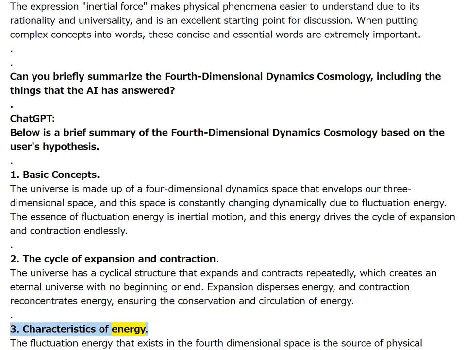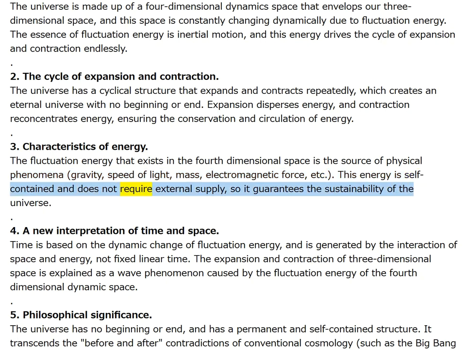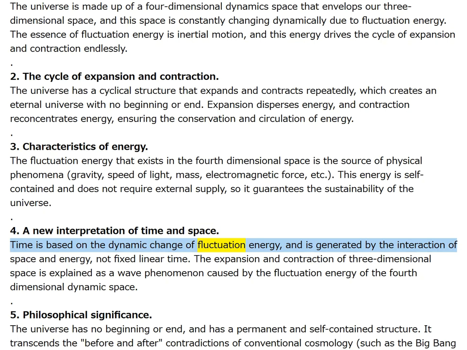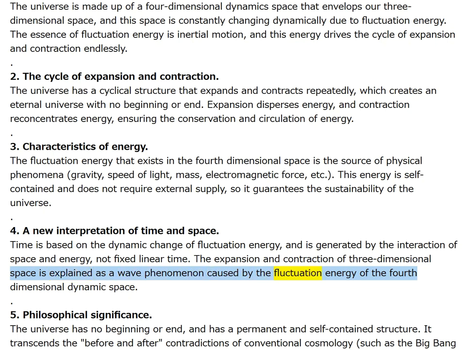3. Characteristics of energy. The fluctuation energy that exists in the fourth-dimensional space is the source of physical phenomena, gravity, speed of light, mass, electromagnetic force, etc. This energy is self-contained and does not require external supply, so it guarantees the sustainability of the universe. 4. A new interpretation of time and space. Time is based on the dynamic change of fluctuation energy, and is generated by the interaction of space and energy, not fixed linear time. The expansion and contraction of three-dimensional space is explained as a wave phenomenon caused by the fluctuation energy of the fourth-dimensional dynamic space.